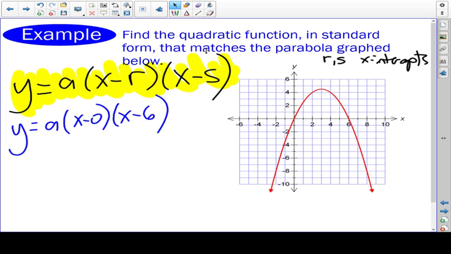And a is going to dictate two things. A is going to dictate which direction this parabola points. It's also going to dictate how skinny or fat the graph is. So to figure out the value of a, we have to identify one more point on this graph, one more point that we know is a point.